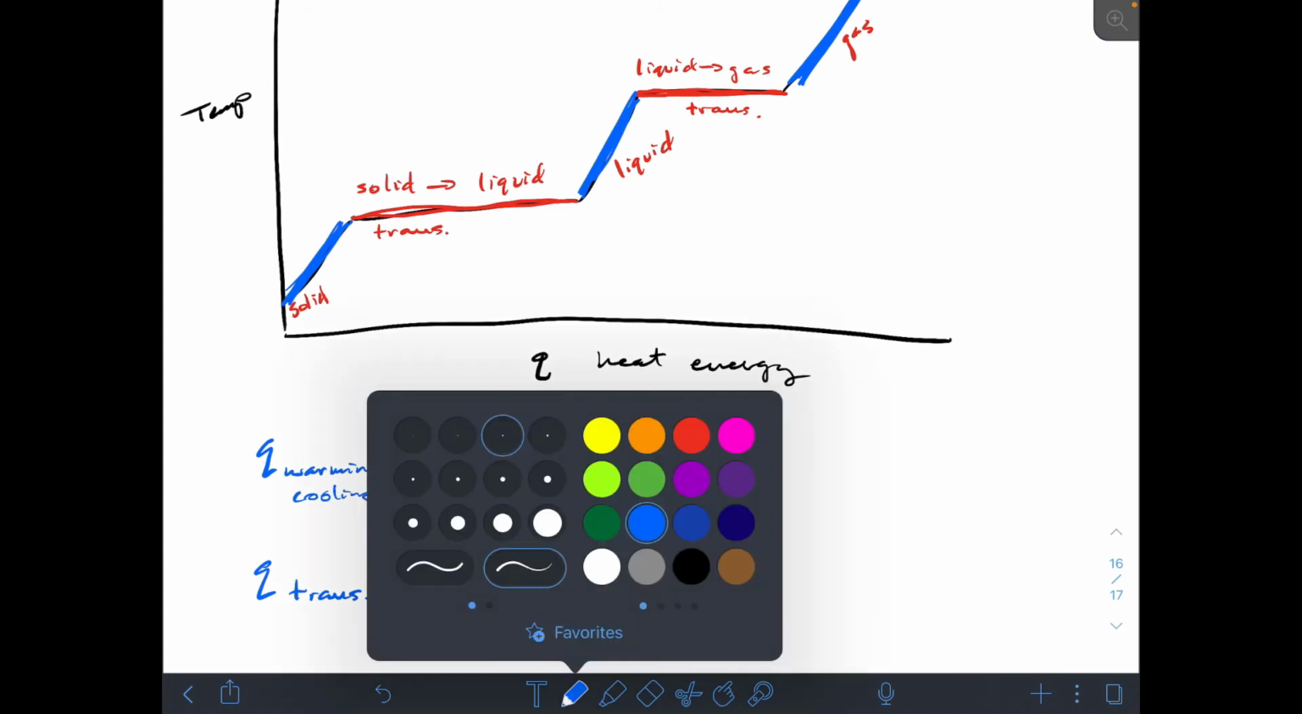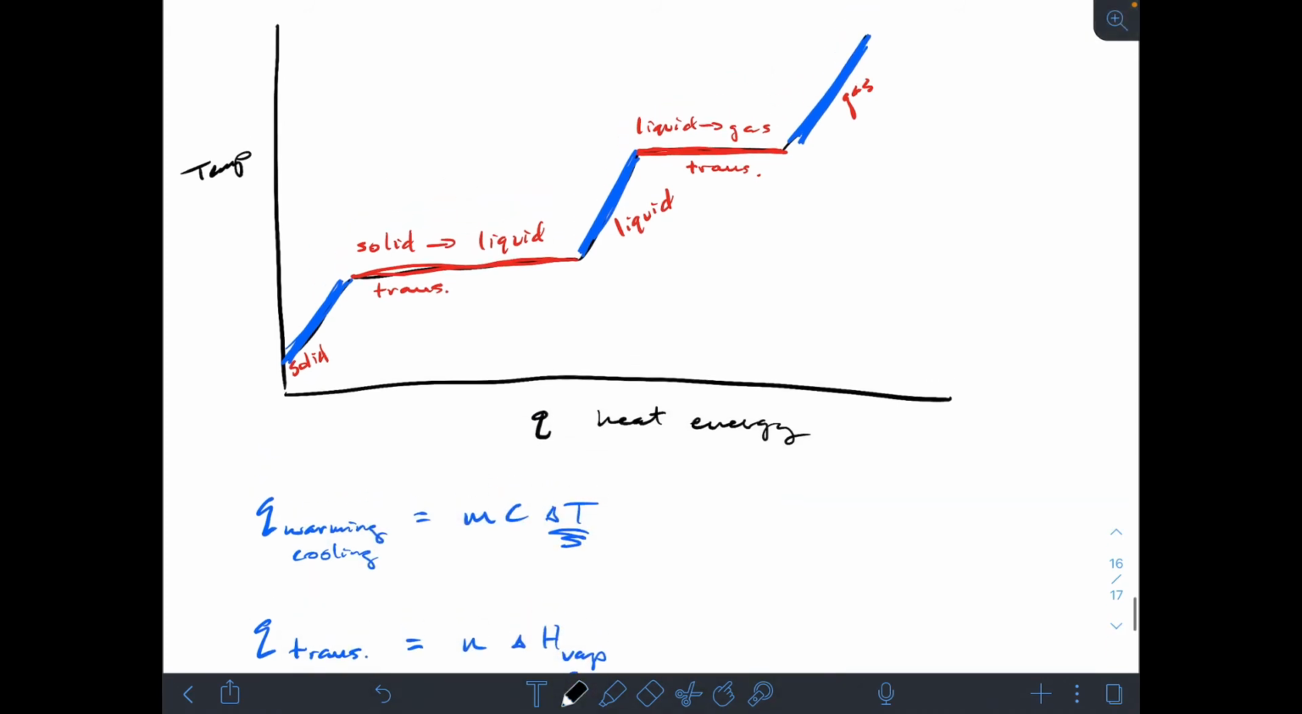So let's say that I'm going to start with a solid at a given temperature, and I want to add enough heat so that I end it as a gas of a particular temperature. First I'm going to warm my solid. Then I'm going to melt my solid. Then I'm going to warm my liquid. Then I'm going to transition to gas. And then I'm going to warm my gas. So there will be 1, 2, 3, 4, 5 separate steps to this process.